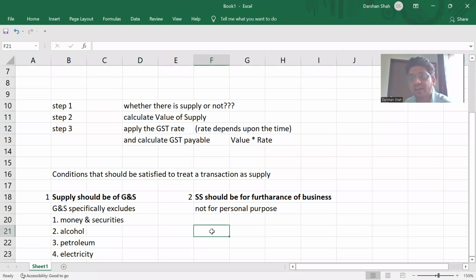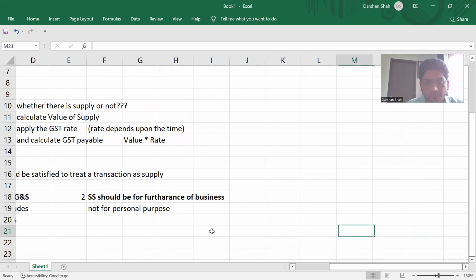So even if I sell a second-hand car, and all documentation is legit, I go to the RTO, I do everything, and I sell the car to Aditya for 2 lakh rupees, I will still not collect GST because it is not for the furtherance of my business. I hope this makes it more clear.